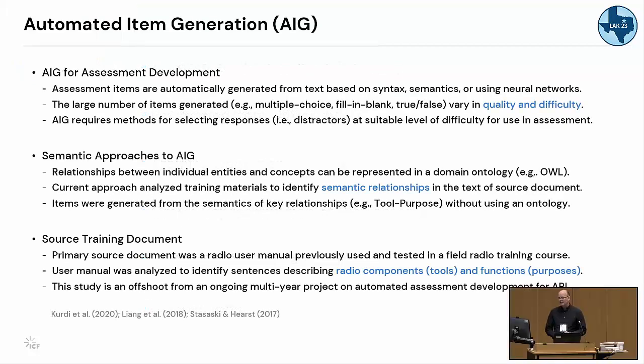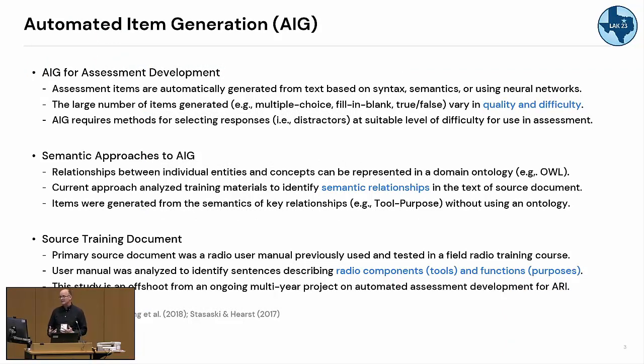So overall, items can be generated based upon the manipulation of the syntax of the source text, the semantics, or using neural networks. And these types of automated approaches can generate a very large number of items. So in other contexts, say medical testing, thousands of items could be produced. In our particular context, it was about 600 to 1,000 items generated.